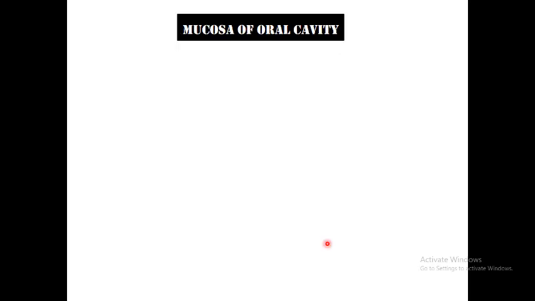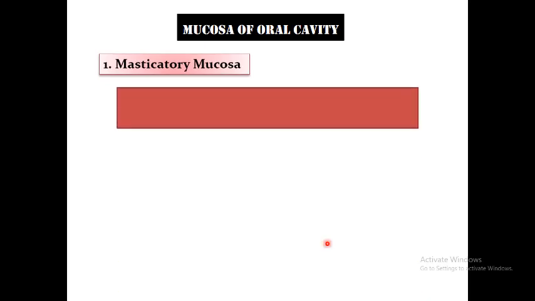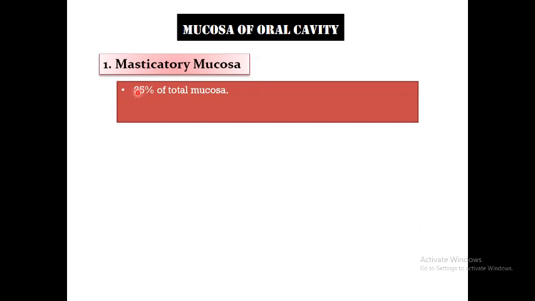About the mucosa of the oral cavity, we can notice that we have three types of mucosa. Number one is called masticatory mucosa. Masticatory mucosa forms about 25% of the total mucosa, and this is for lining of the hard parts of the oral cavity, like the hard palate and the gingiva, the bony parts. The type of mucosa in this masticatory mucosa is keratinized stratified squamous epithelium.